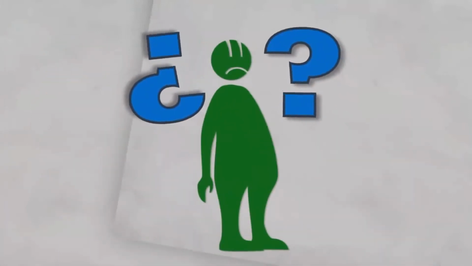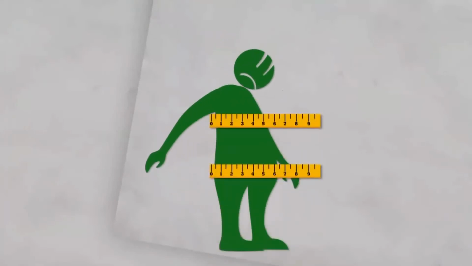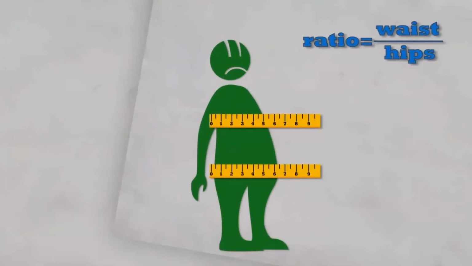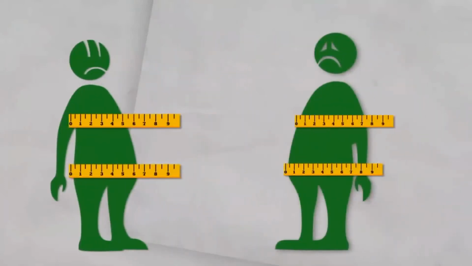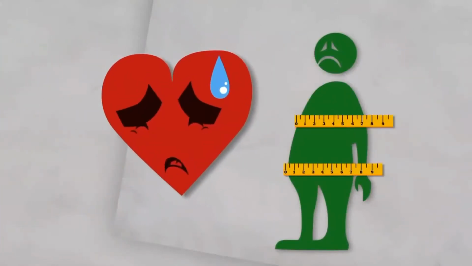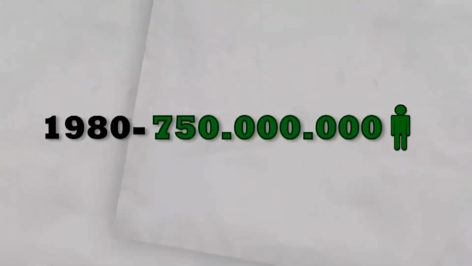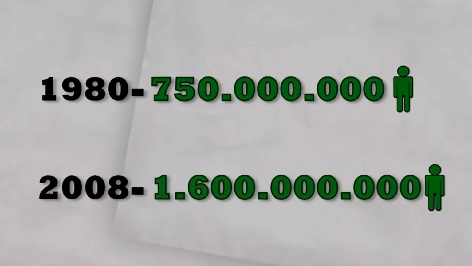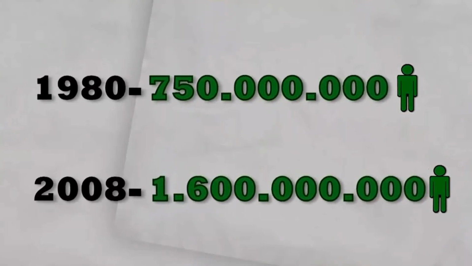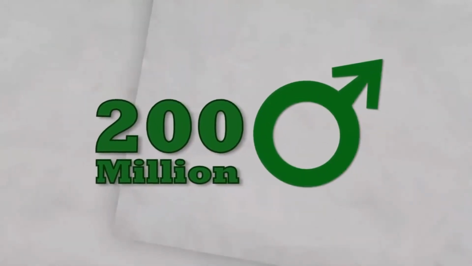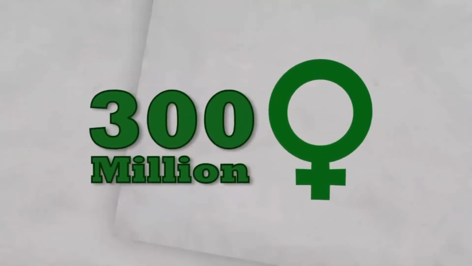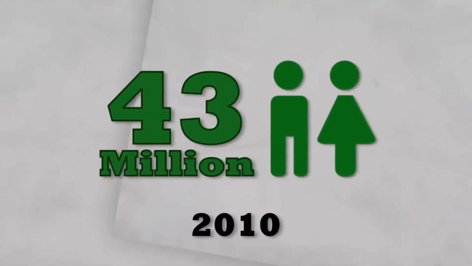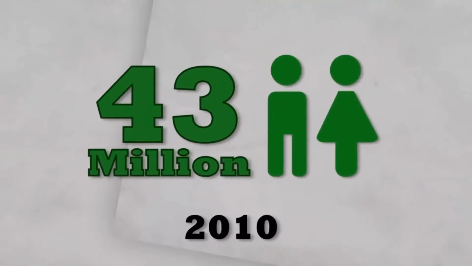But BMI does not always tell us enough about body fat. Doctors may also look at how much body fat there is around the middle of the body by measuring the waist to hip ratio. Some people tend to put on weight around the middle of their body. This has been linked to a higher risk of future health problems. Worldwide obesity has more than doubled since 1980. According to the World Health Organization, WHO, in 2008, 1.6 billion adults aged 20 and older were overweight. Of these, over 200 million men and nearly 300 million women were obese. Nearly 43 million children under the age of 5 were overweight in 2010.